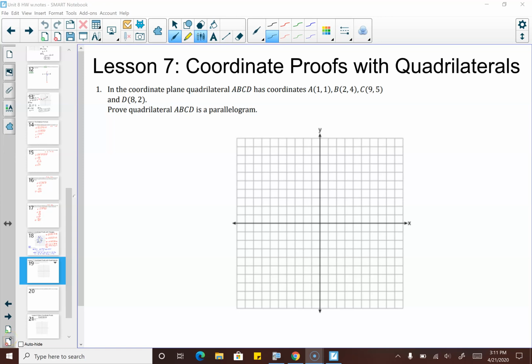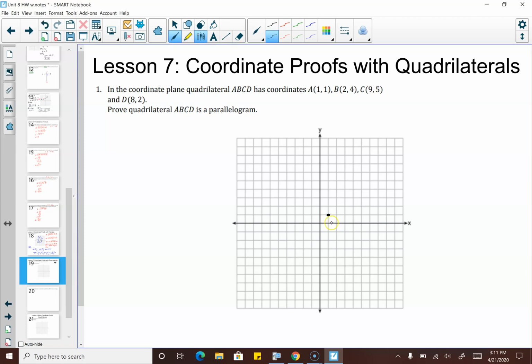In lesson 7's homework, we're going to continue our work with our proofs, except this time with quadrilaterals. In the coordinate plane, quadrilateral ABCD has coordinates A(1,1), B(2,4), and so on and so forth. Prove it is a parallelogram. So the first thing we're going to want to do is graph it.